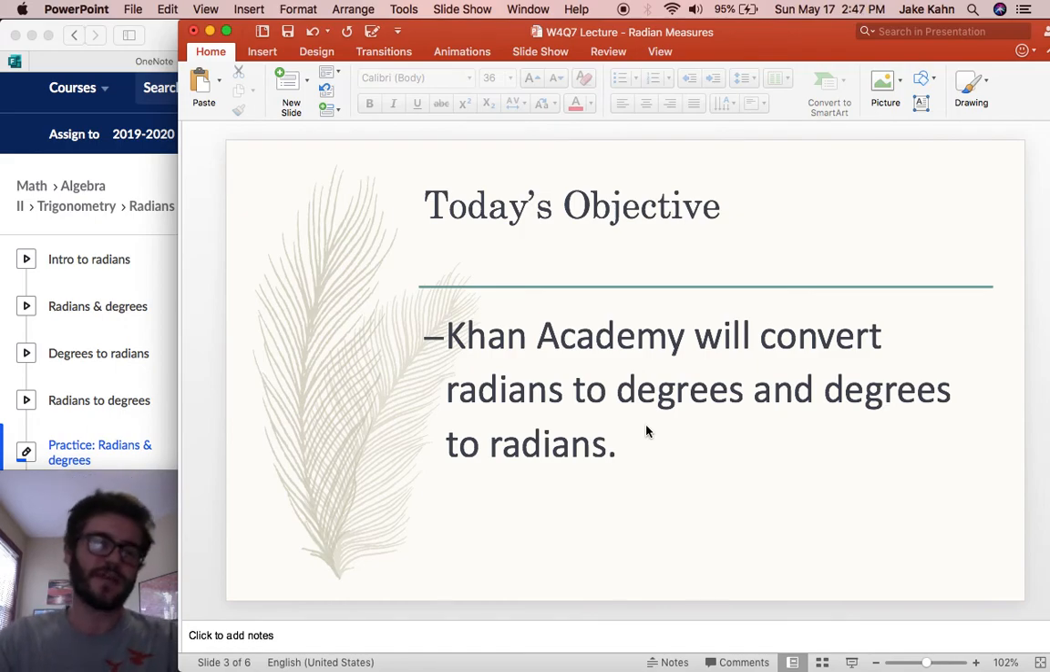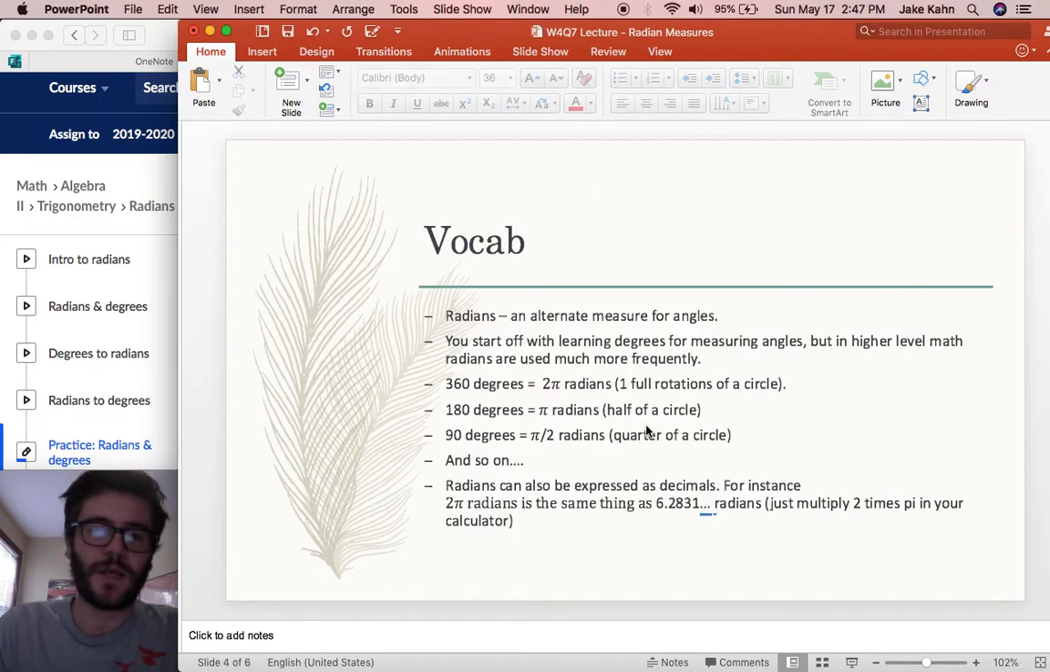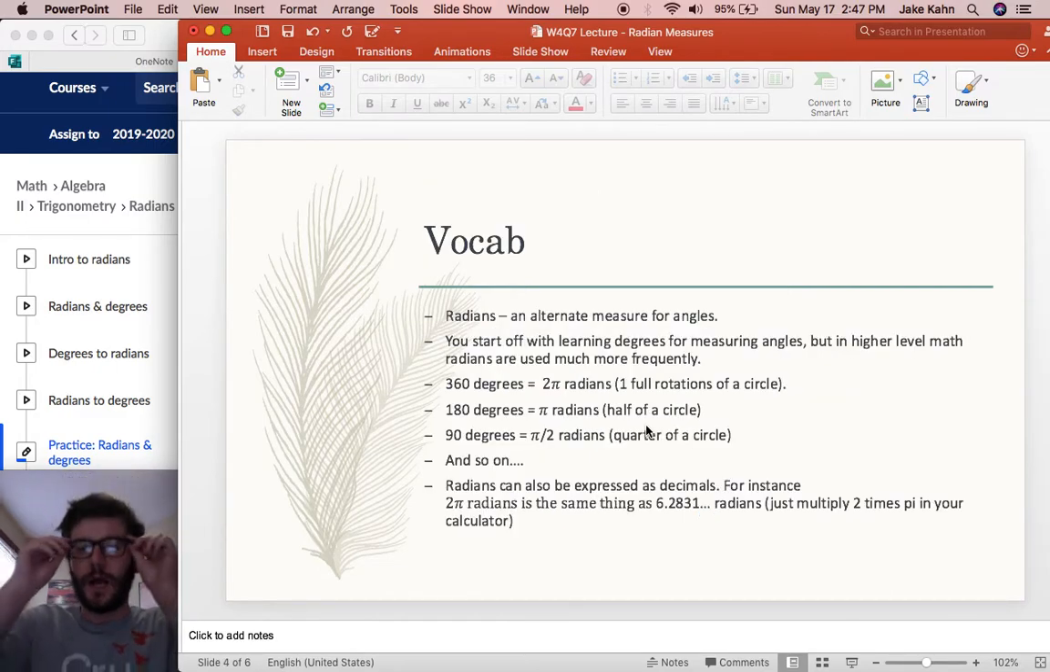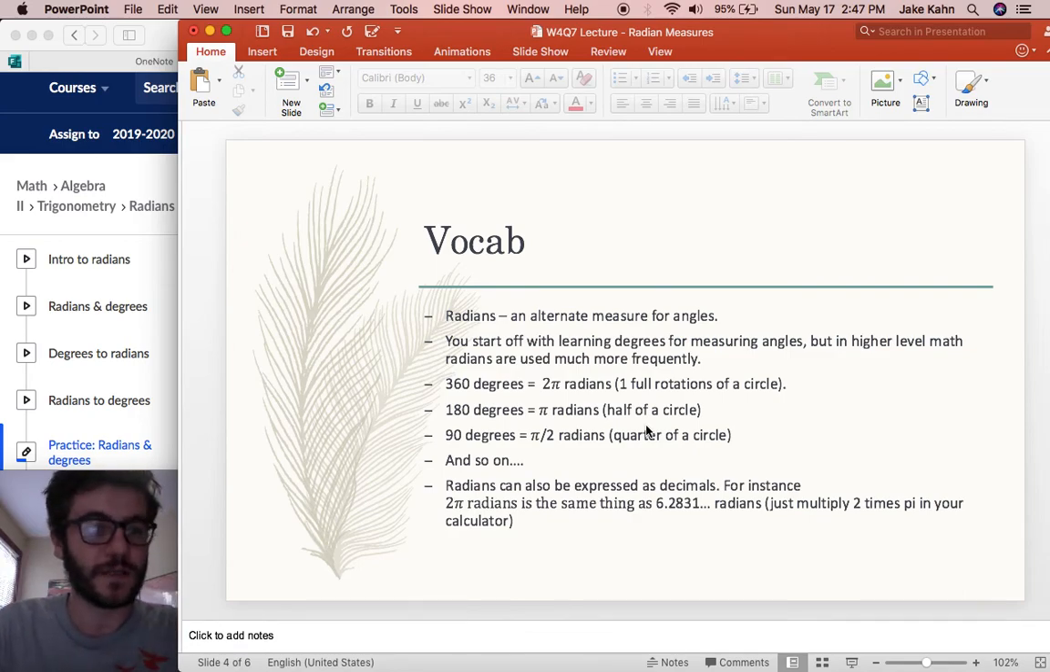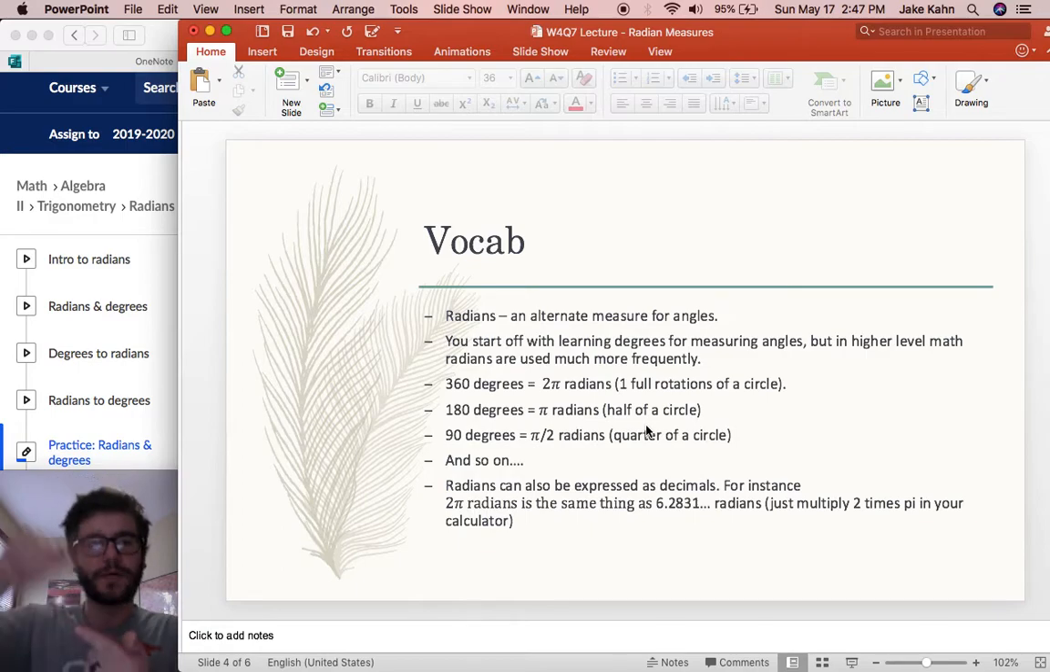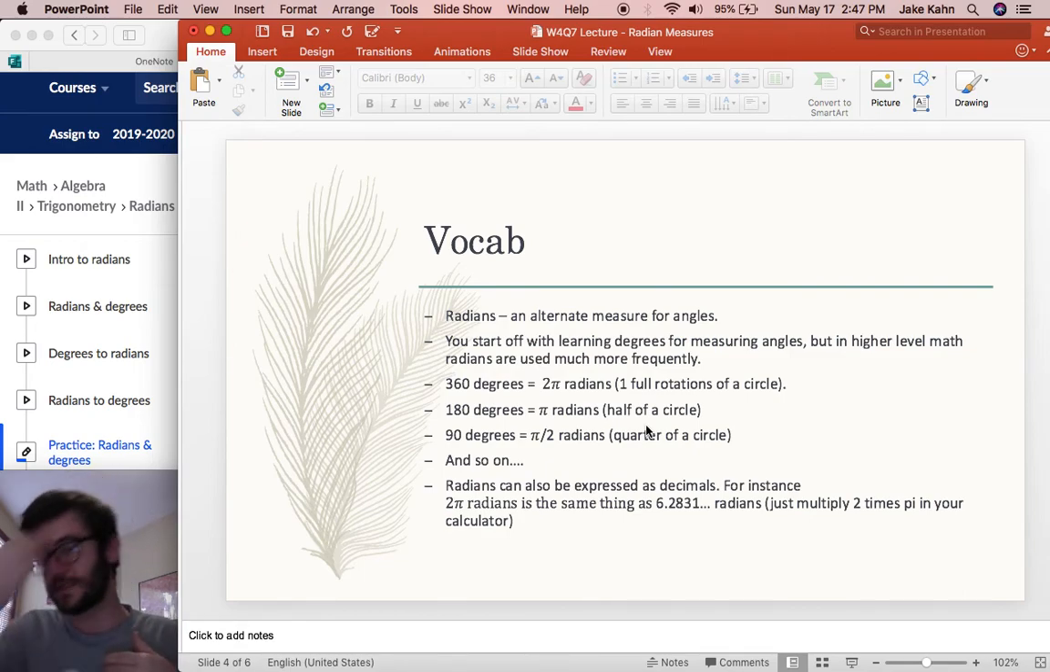Today's objective, we just have one. Khan Academy will convert radians to degrees and degrees to radians. So first of all, what are radians? All right. Radians are just an alternate measure for angles. You can measure angles in degrees, right? One full rotation of a circle is 360 degrees. A half of a circle is 180 degrees. We can also express that in radians. So 2 pi radians is a full rotation of a circle. Split that in half, 1 pi radian is 180 degrees. And then split it in half again, 90 degrees is the same thing as pi over 2 radians.